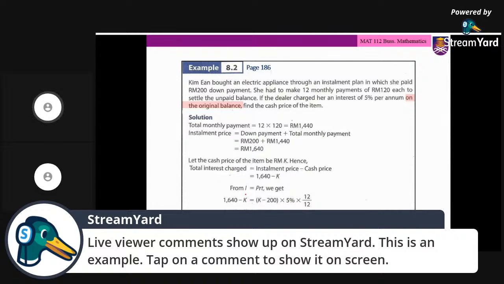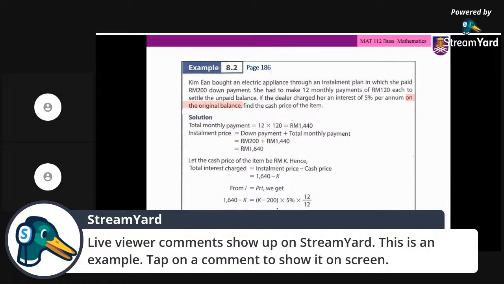So I, we know that I is PRT, the total interest charge. So this one is equal to I. So we substitute here I. P is the original balance. Original balance is cash price minus the down payment. So K minus 200 times R times T. Okay, so you arrange the equation. Try to solve for K, then you get the answer for K.